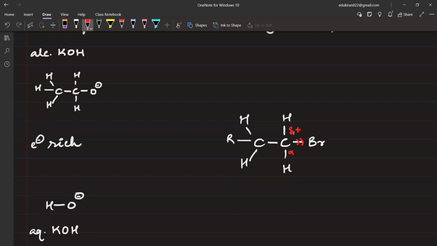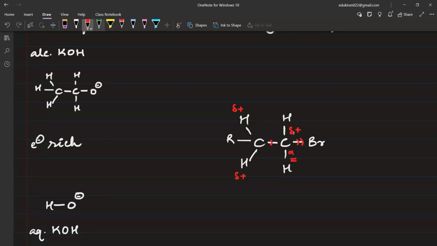Since this carbon has delta positive, it has become a bit positive. It will pull electrons from the next carbon atom, and this carbon atom will be pulling electrons from the hydrogen atoms. So the beta hydrogens will also get some delta positive charge. Now, the highest positive charge is on the alpha carbon. Alpha carbon will have the maximum partial positive charge. Hydrogens will not have that much positive charge. Carbon will have the most positive charge because it is directly attached to the bromine atom.